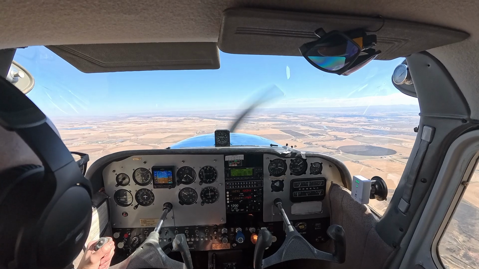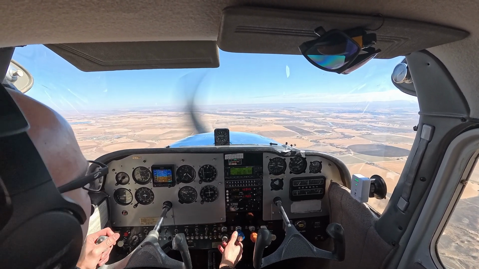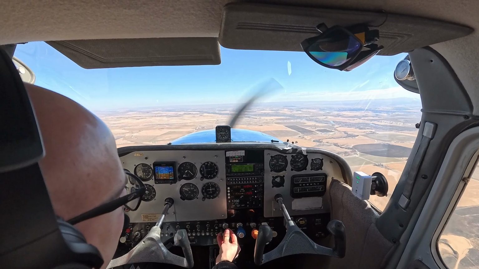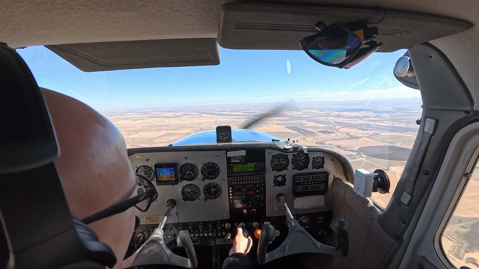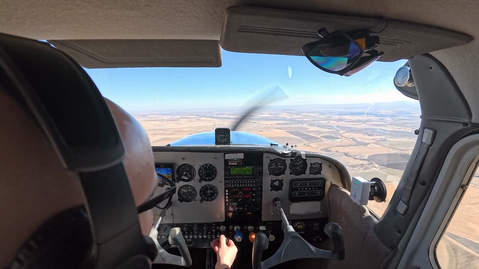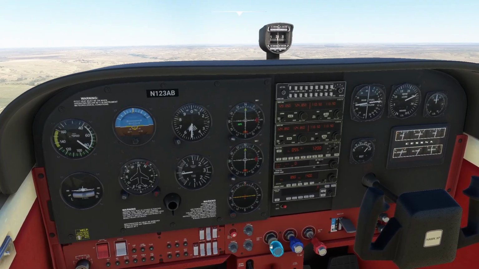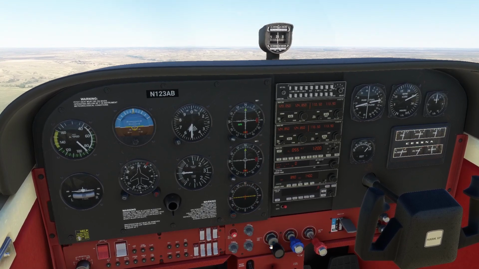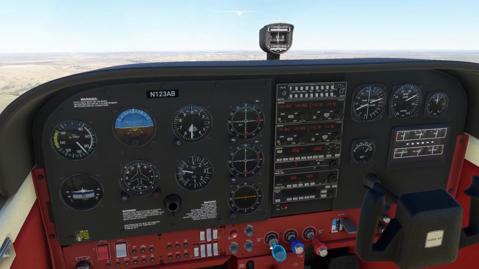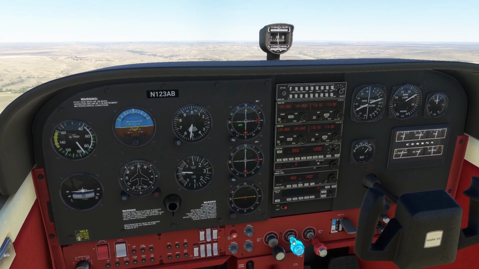As you transition into cruise, you're going to set cruise power. Your cruise power is going to be determined by, again, your POH's performance tables. You're going to lower manifold pressure to the desired setting, followed by lowering your RPMs to the desired RPM setting. When we are reducing power to the engine, we want to lead with throttle and then follow with the RPMs.